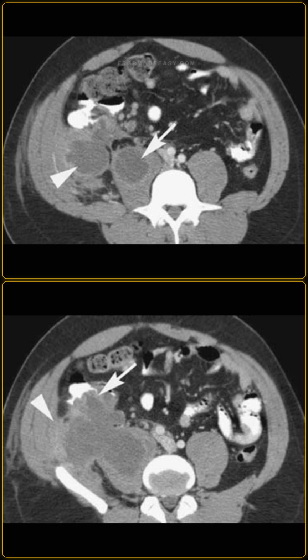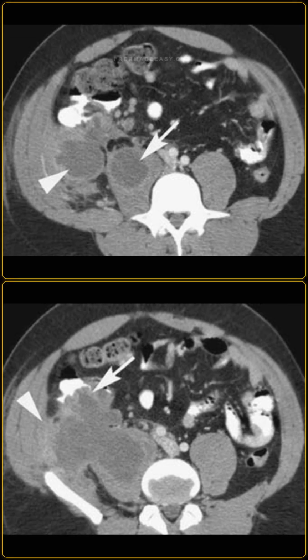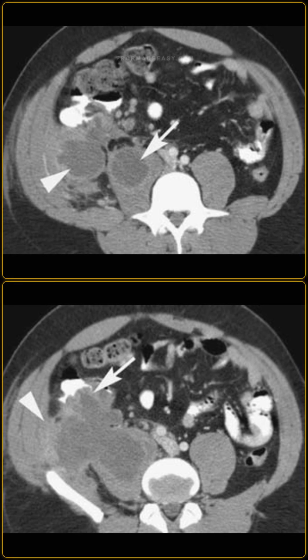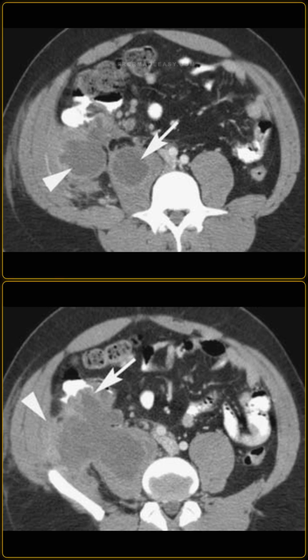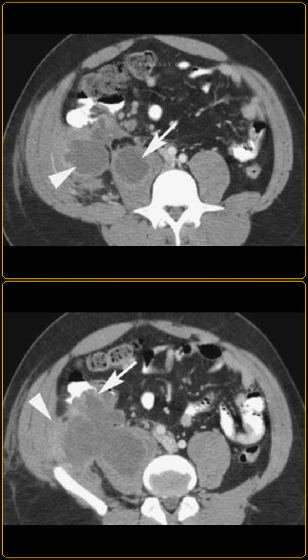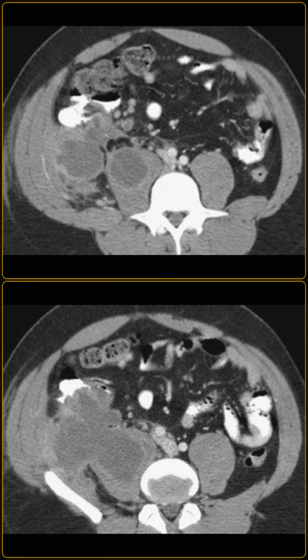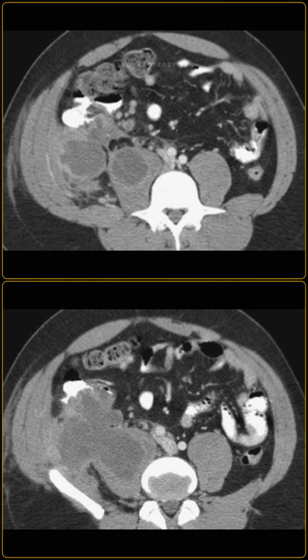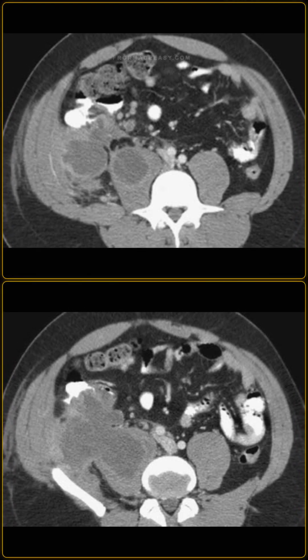peripheral enhancement. This massive abscess extends aggressively from the posterior aspect of the cecum, deep into the retroperitoneum, tracking along the right psoas muscle and infiltrating the lateral abdominal wall. What critical finding is present within the cecum itself that points toward the underlying etiology?